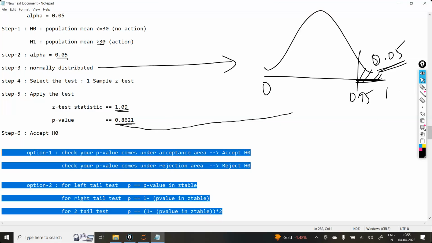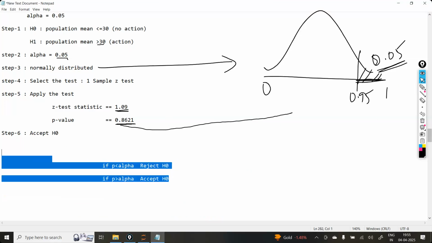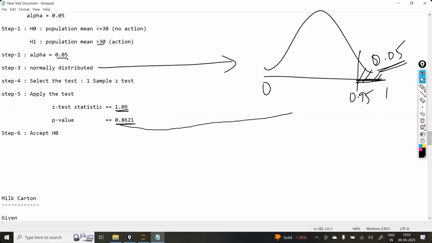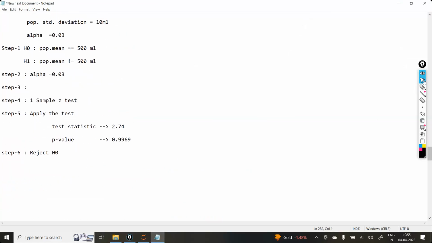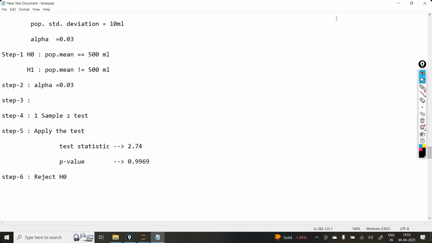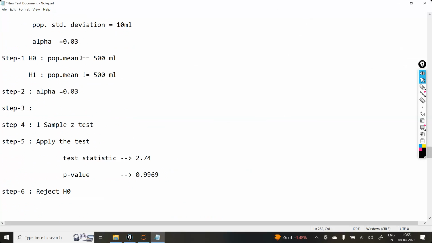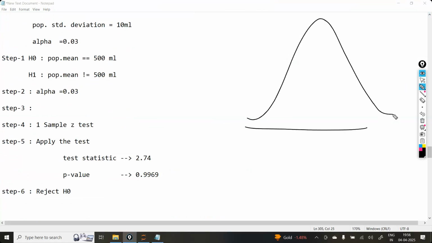Okay, now coming to the second one. What is the second example? Milk carton. In the milk carton, you are going to write the null and alternate hypothesis like this. Null hypothesis is equal to 500 ml. Alternate hypothesis is not equal to 500 ml. Alpha is equal to 0.03. So how much is the rejection area? 0.03. Now this 0.03 is the rejection area. The diagram is this.